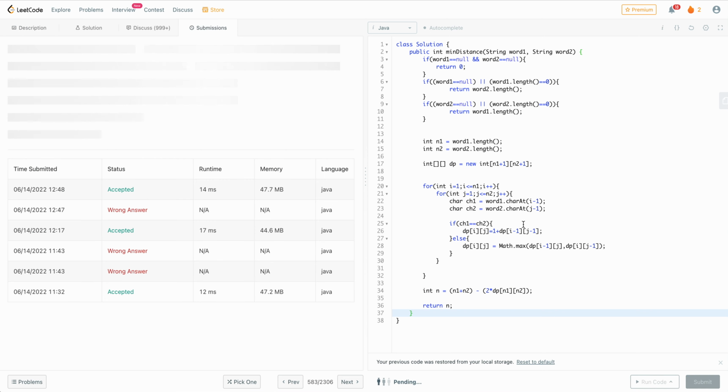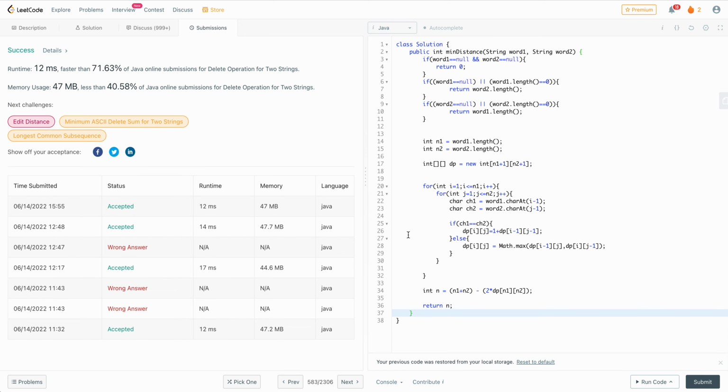That's for the coding part. This solution is accepted by Leetcode.